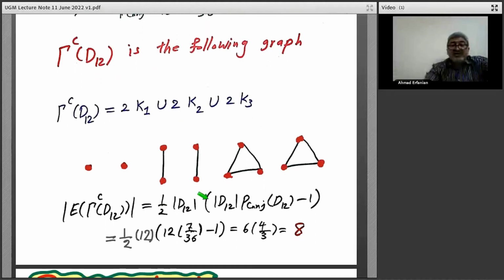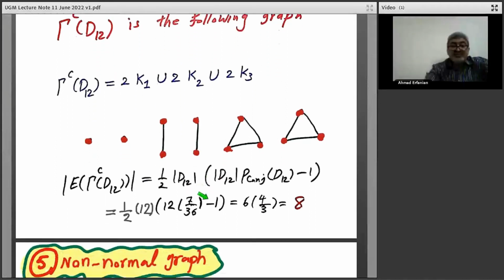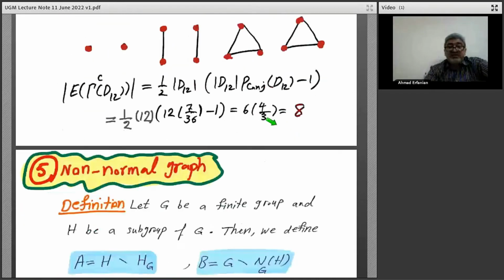the conjugate degree, and you know that this is the conjugate graph of the dihedral group of order 12. We have two isolated vertices, we have two edges and two triangles, and we have 8 edges here.